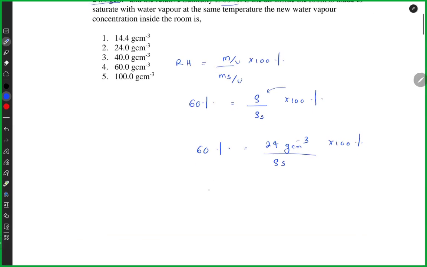Now I can isolate rho S. What is rho S equal to then? Basically 100 over 60 times 24, right? So we can simplify easily. What's the answer that you get then? 40 gram per centimeter cube, right? Very easy question. But I explained the theory also, just to remind. Okay?